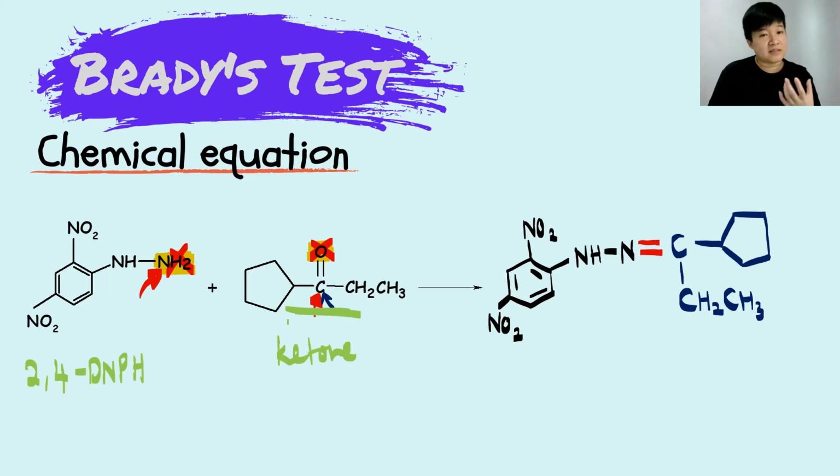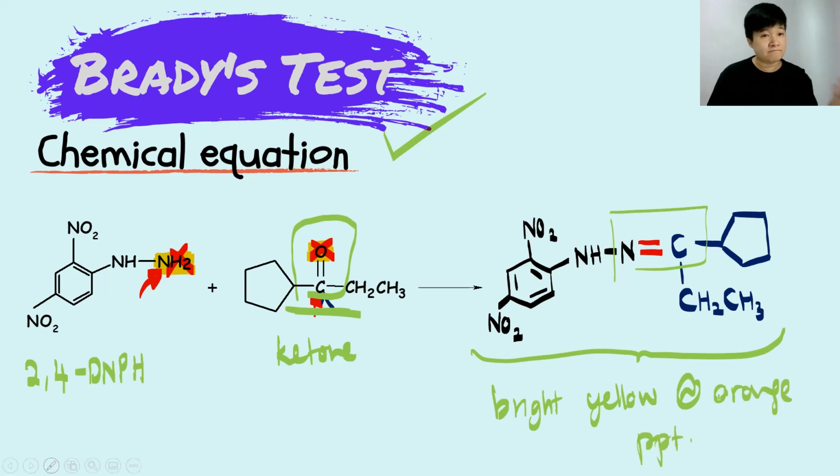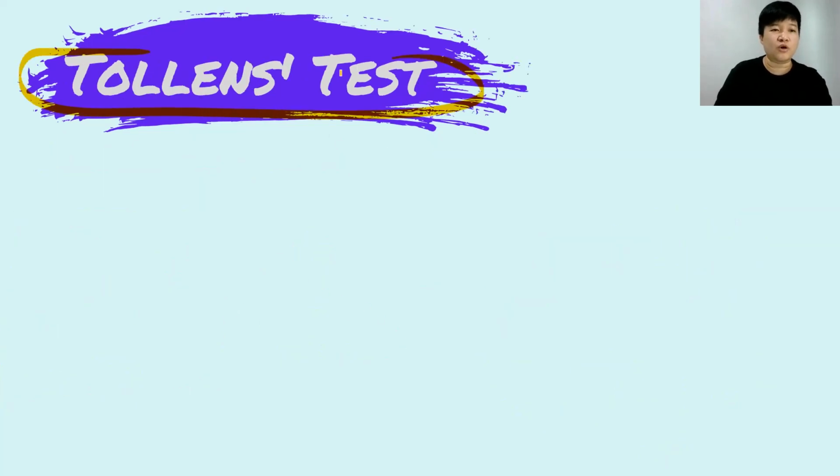So it doesn't matter whether it's a ketone or aldehyde. What does matter is, do we have the C double bond O? As long as you have the C double bond O, you will be positive for Brady, whether you are an aldehyde or a ketone. Okay? And this entire group that you form when you have a C double bond N attached, that will be your bright yellow or orange precipitate. Okay, and that's it about Brady. Simple, straightforward. Make sure you can draw your 2,4-dinitrophenylhydrazine. Okay, next, let's jump into Tollens Test.